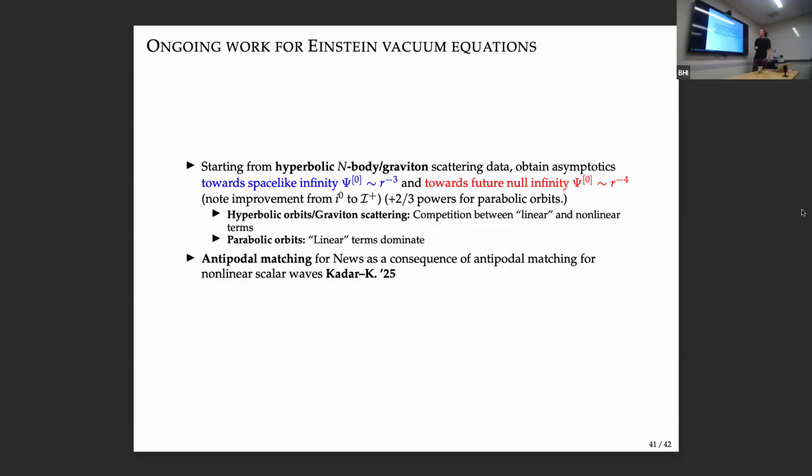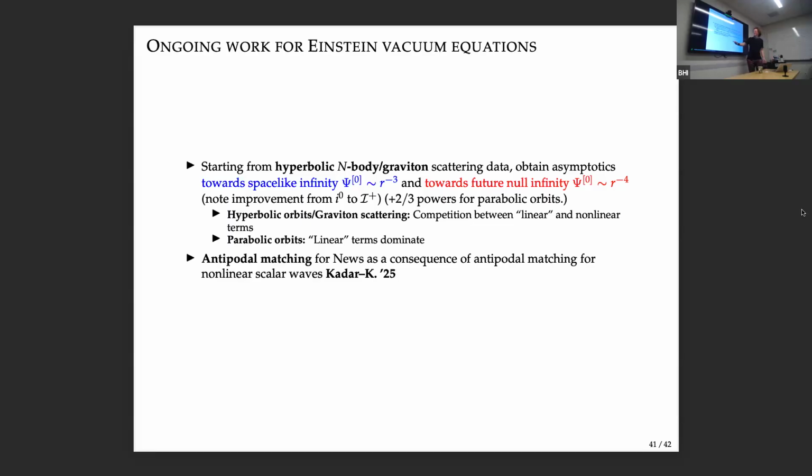Now there is one little catch here. For hyperbolic orbits or graviton scattering, it turns out that there is a competition between linear and nonlinear terms. So I can tell you about the constants. I can just tell you that that is the rate, but I don't know which is the dominant constant. Whereas for parabolic orbits, where everything decays 2/3 faster, the linear term is completely dominant.